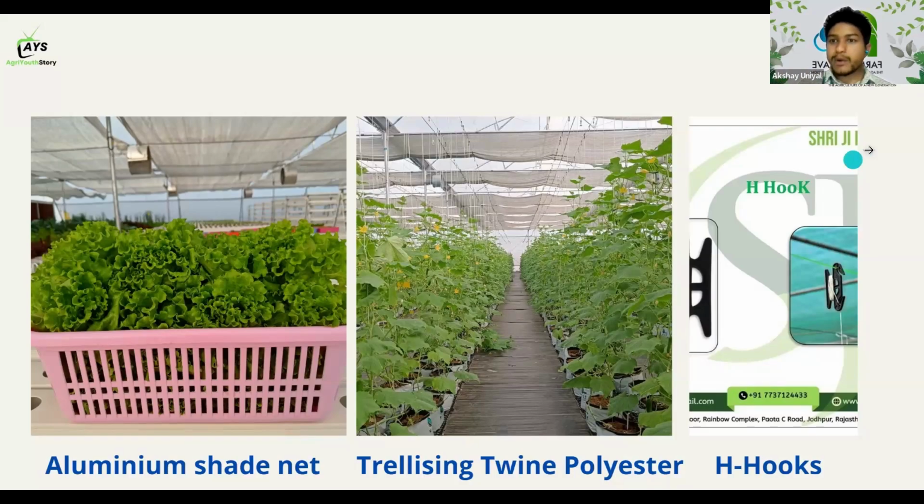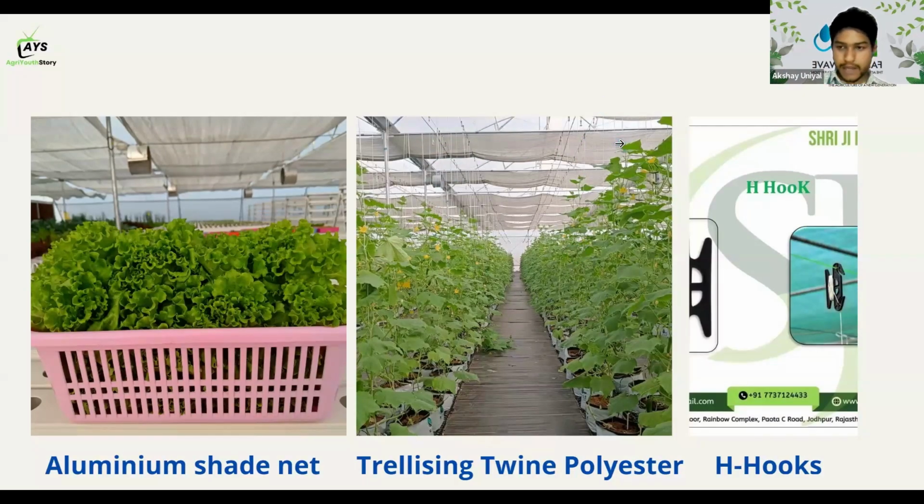Now inside a polyhouse, we need to reduce the organic matter that we bring inside, because if we bring sticks, they can start to decompose, they can create diseases. So we use these plastic H hooks or J hooks, which are tied to these white ropes, these trellising ropes, and we create a trellis for these plants to climb on.